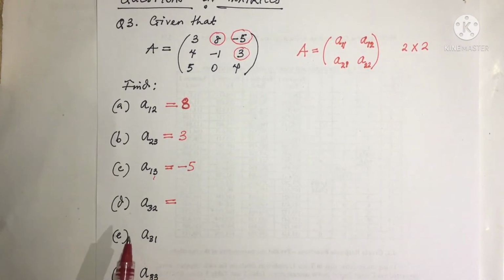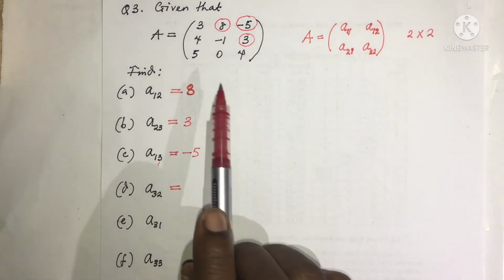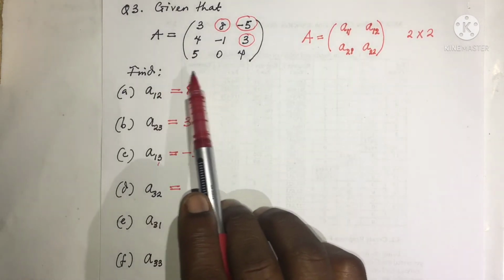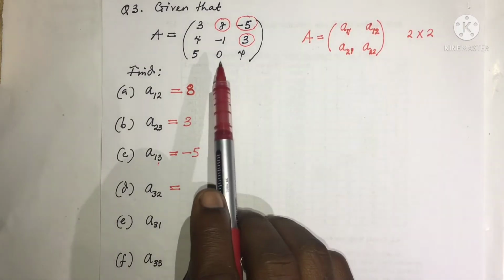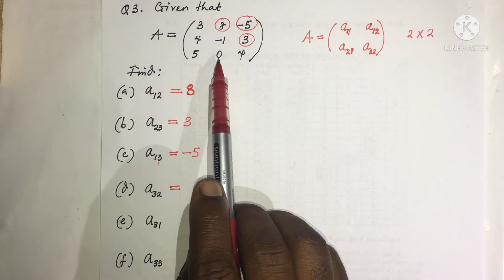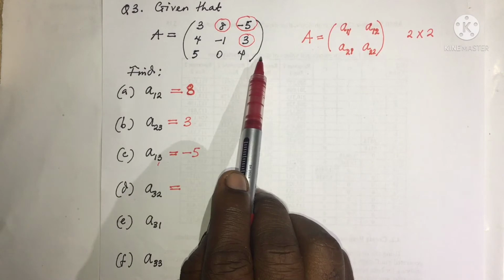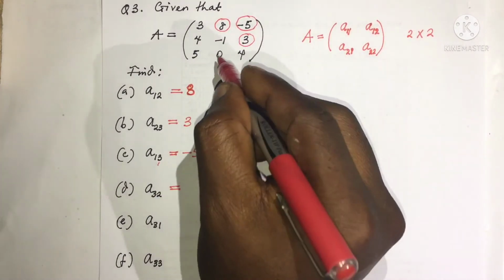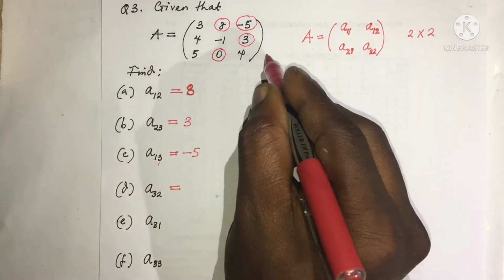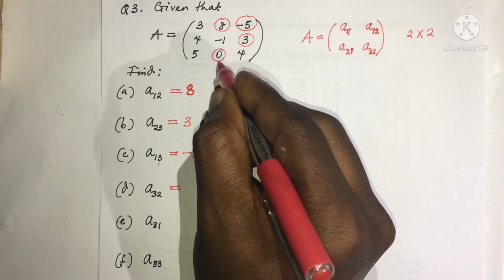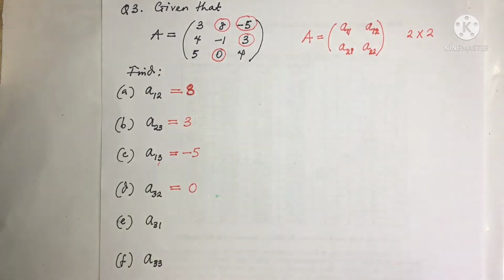The next is A32. A32 is the number occupying the third row, which is the row where you have 5, 0, 4, and the second column. So this is the second column. This is the third row, and this is the second column. So the number we seek is 0. 0 is the number occupying the third row and second column. Okay, this is the second column. This is the third row. So our answer here will be 0.